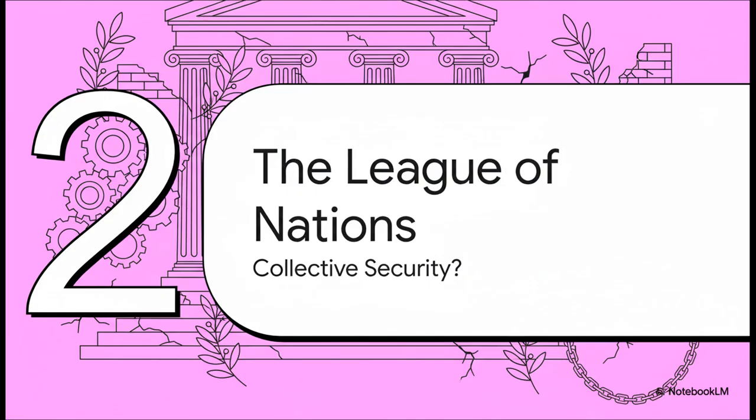To try and enforce this fragile peace, Wilson's big idea was put into action, the League of Nations. It was supposed to be this global club where countries could sort out their problems without going to war. I mean, on paper, a brilliant idea for collective security. But in reality, it was a mess from the very start.